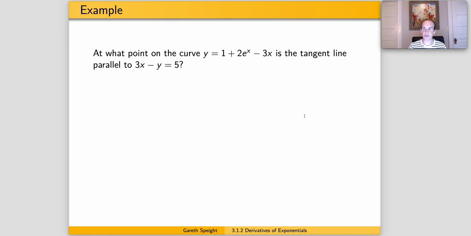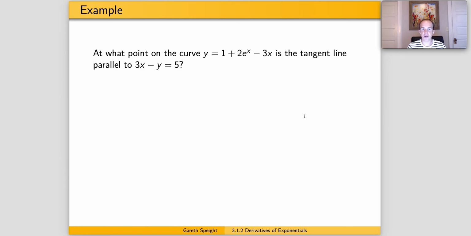Okay, so now that we have that, let's use it to do an example. So for instance, what point on this curve has a tangent line parallel to 3x minus y equals 5? So it's kind of an indirect question. We have to figure out what it's asking. What does it mean for lines to be parallel? The tangent line is going to be a line, and 3x minus y equals 5 is a line. We want to know when those lines are parallel. Well, they should be parallel when they have the same slope.